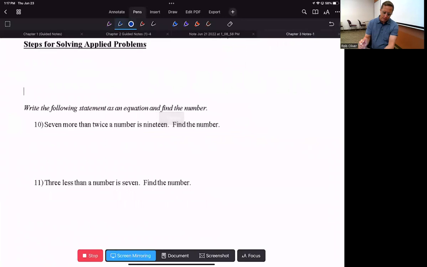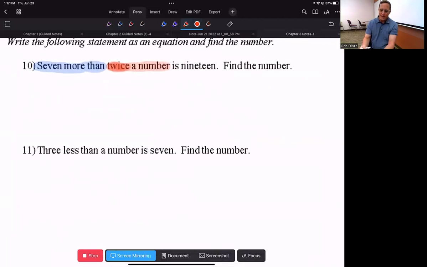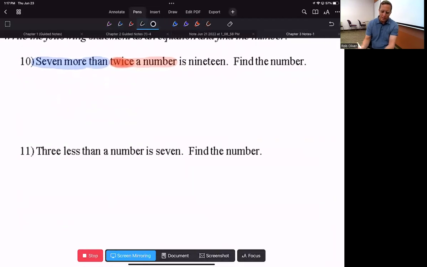All right. So right here we've got 7 more than twice a number. Twice a number is 18. Now that's got that then in it. So when it has then in it, that means we have to switch it around a little bit. So twice a number means 2 times a number. It doesn't matter what you use for the number. You can use N or X or G or A, whatever letter you guys want to use. All right, 7 more means plus 7.